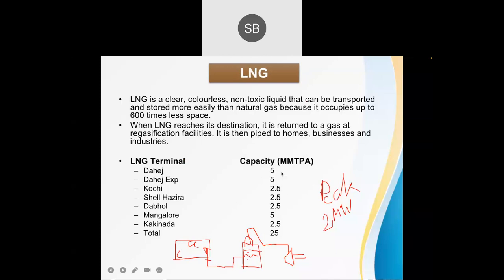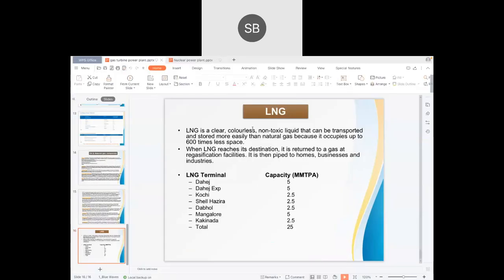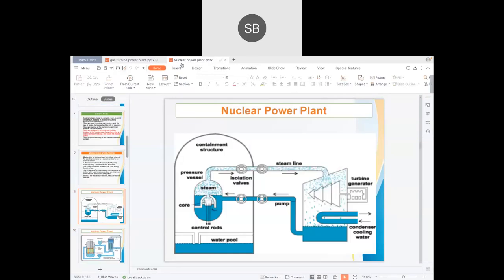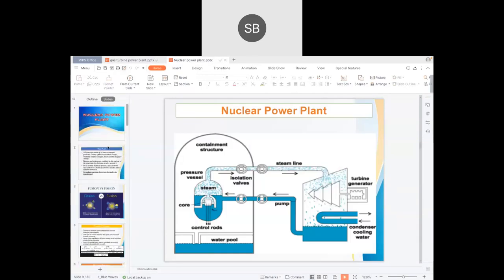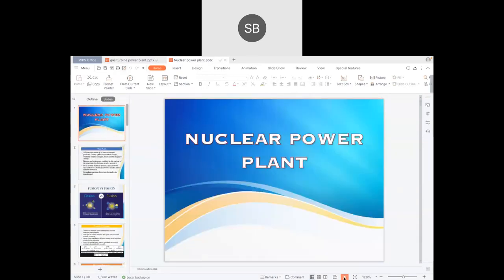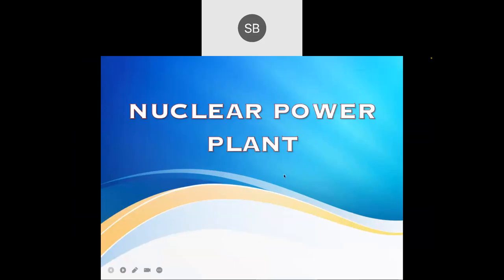When we combine it with the steam turbine power plant, or the thermal power plant, it is called the combined cycle power plant. Okay, whatever waste heat is rejected from the gas turbine power plant is recovered by using the thermal power plant. Now the next power plant we are going to see is the nuclear power plant. Okay, so that was regarding the gas turbine power plant.